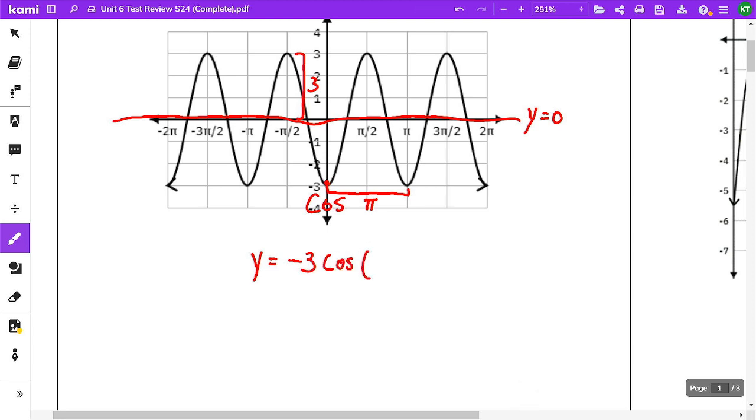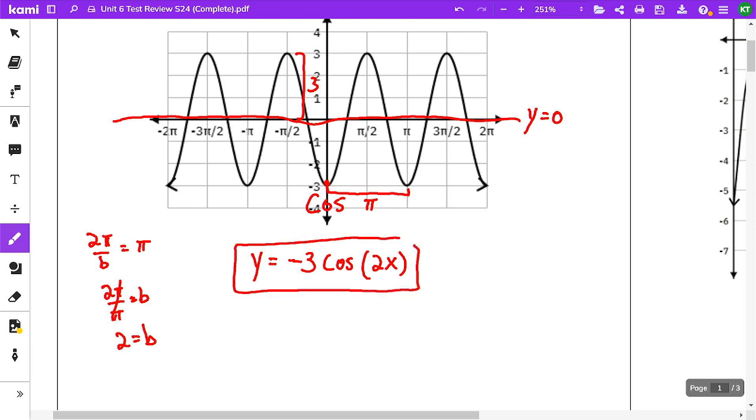And now we're going to do our b value. We get our b value because our period will be equal to 2 pi divided by b. So if I solve for b, I multiply both sides by b divided by pi, which is the same thing as 2 pi divided by pi is equal to b. My pi's will cancel out, so 2 is equal to b. So it'll be 2 times x. And again, we said we have no phase shift and no vertical shift. Therefore, my equation is y is equal to -3 cosine of 2x.